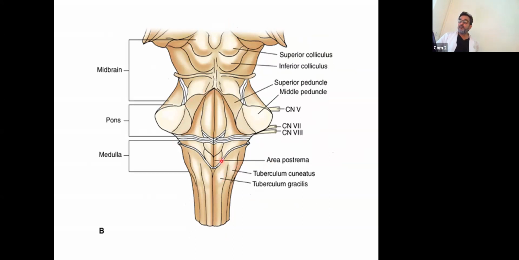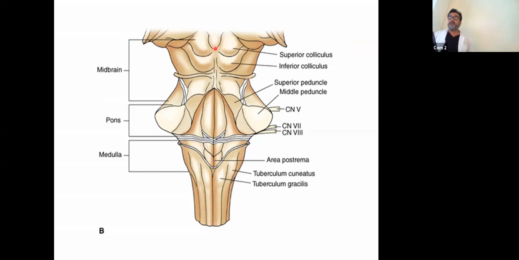This is the floor of the fourth ventricle, and you can see the median sulcus, and then you have the median eminence. The lower part of the median eminence is basically the facial colliculus. This groove is the sulcus limitans. This is the vestibular area. Then you see the vagal triangle and the hypoglossal triangle, and this is the area postrema.